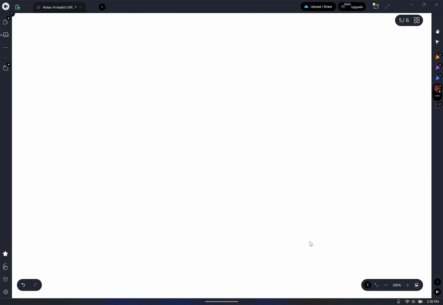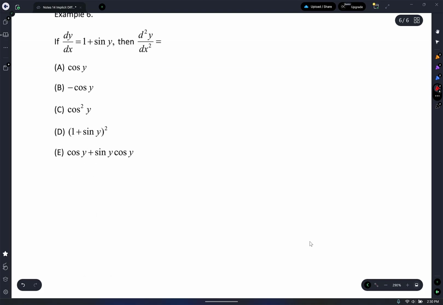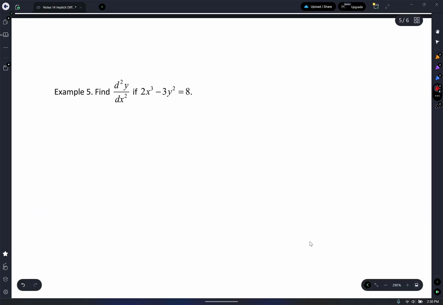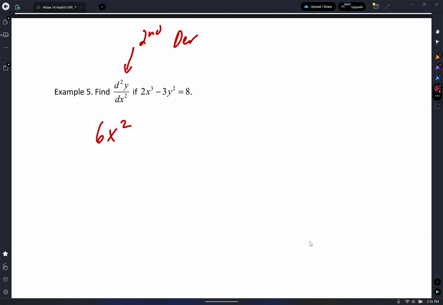This one wants a second derivative. Oh, we're almost done, two more. See, we're going fast, guys. All right, so here we go. This means second derivative. You guys ready? What's the derivative of 2x cubed? We're taking the derivative with respect to x. Minus, what's the derivative of 3y squared?